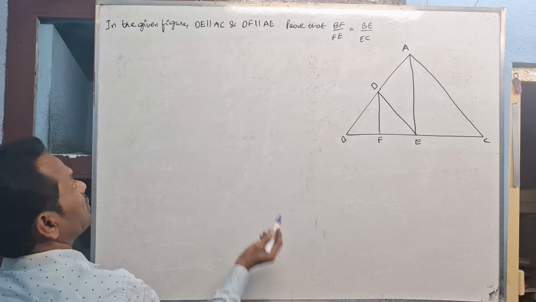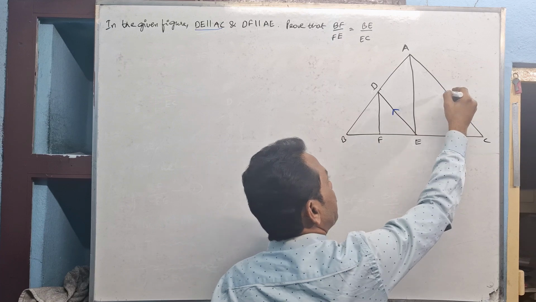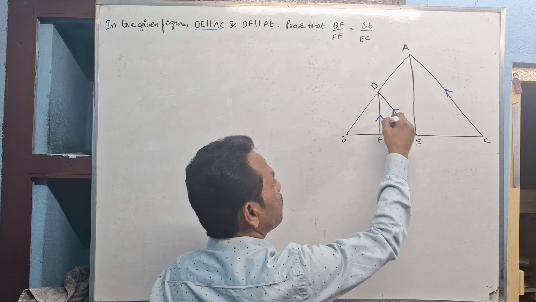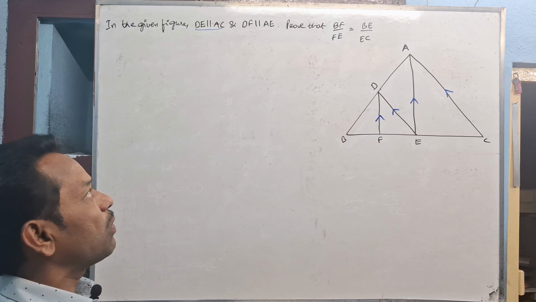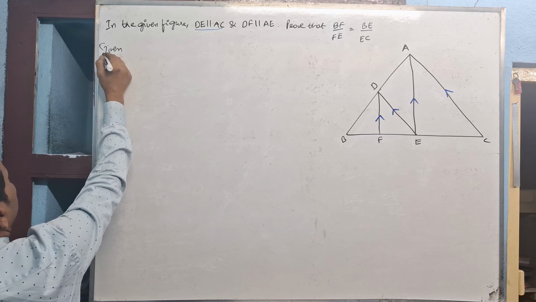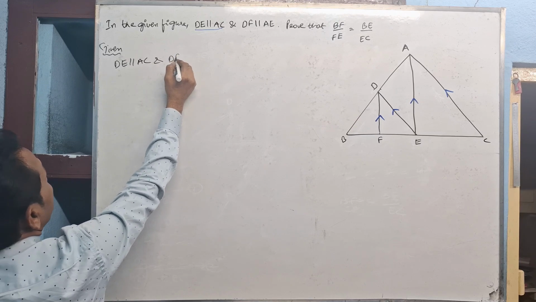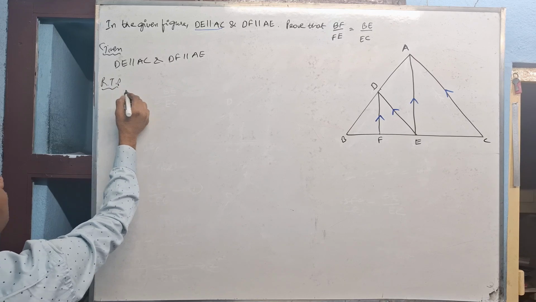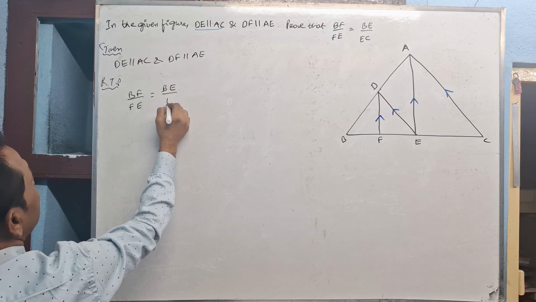Children, in this question it's given that DE is parallel to AC, and also given that DF is parallel to AE. We need to prove that BF by FE equal to BE by EC. So here, given DE is parallel to AC and DF is parallel to AE, we need to prove that BF by FE equal to BE by EC.